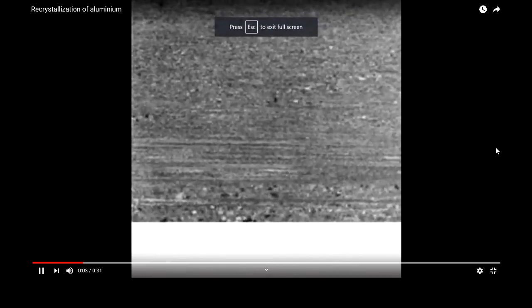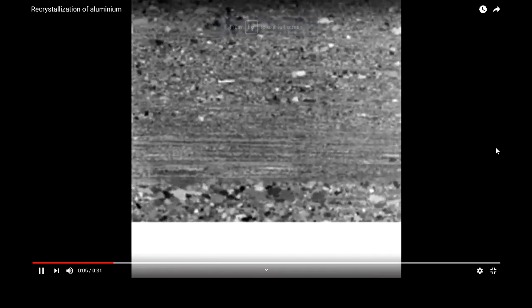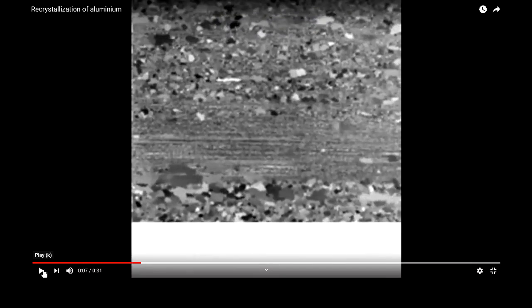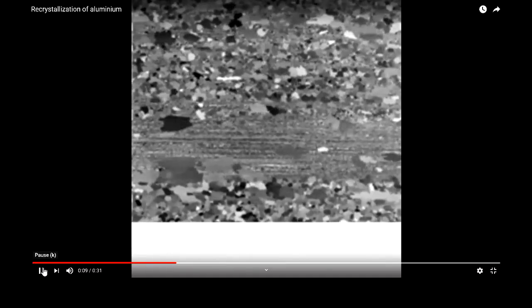Okay, so let's have a look at this image here. We've got our rolled structure. Here's the remnants of our rolled structure, ultra fine grain size. We've induced many, many defects into the crystalline structure, many grain boundaries, which are also defect sites for the nucleation and growth of new crystals. You can see here as we apply temperature, the grains in the material are recrystallizing and growing.